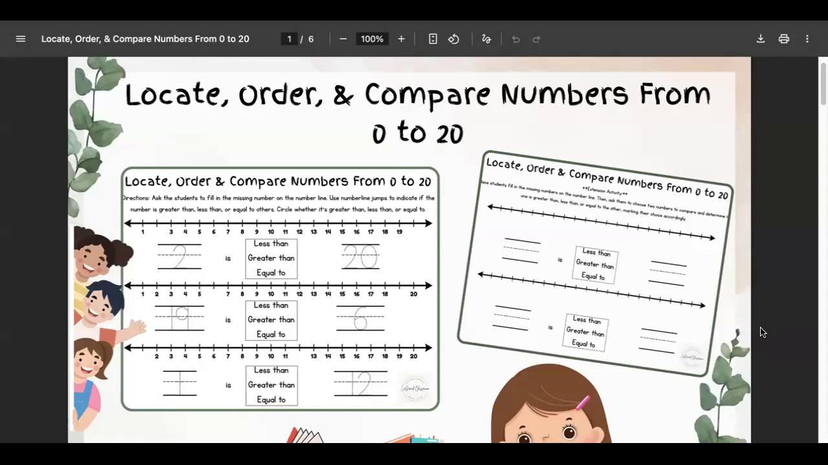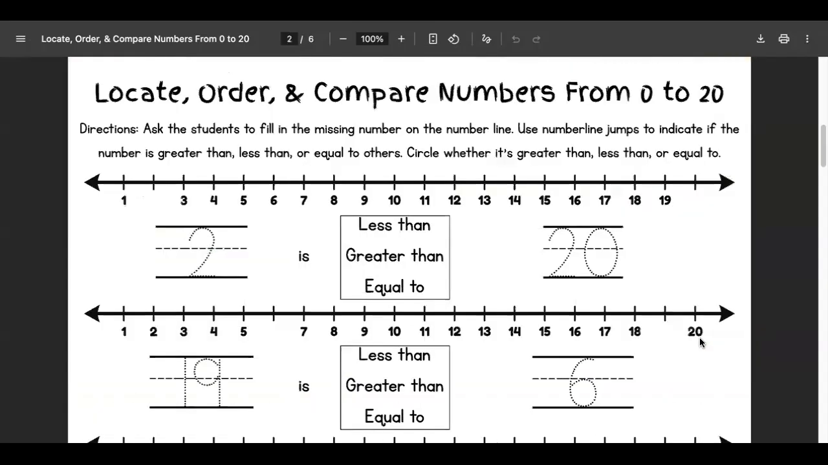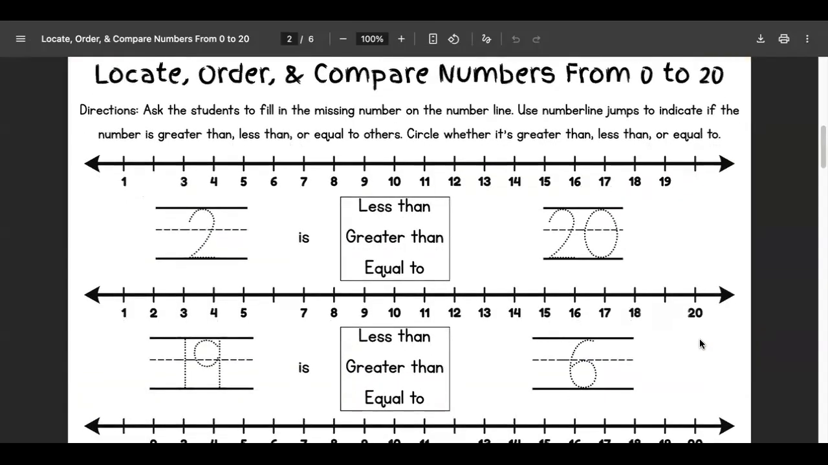Welcome to LeGrand Classroom. Today we're going to be talking about locating, ordering, and comparing numbers from 0 to 20. So let's go ahead and talk about this. As part of this benchmark, we are supposed to locate, order, and compare numbers from 0 to 20 and determine if they are less than, greater than, or equal to, as well as being able to determine where it is in the number line.